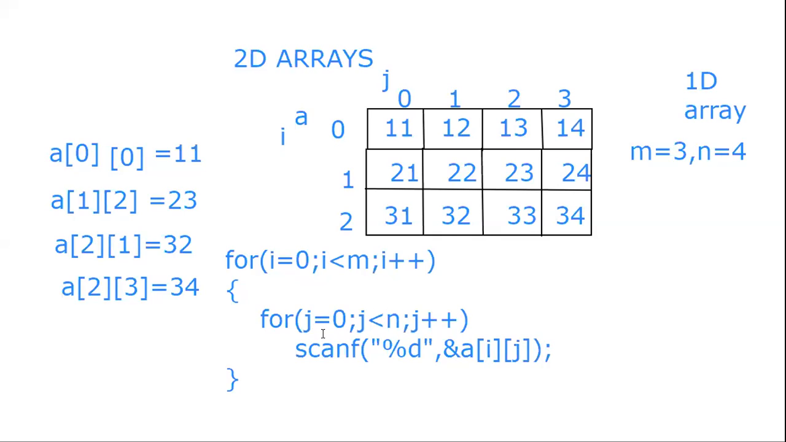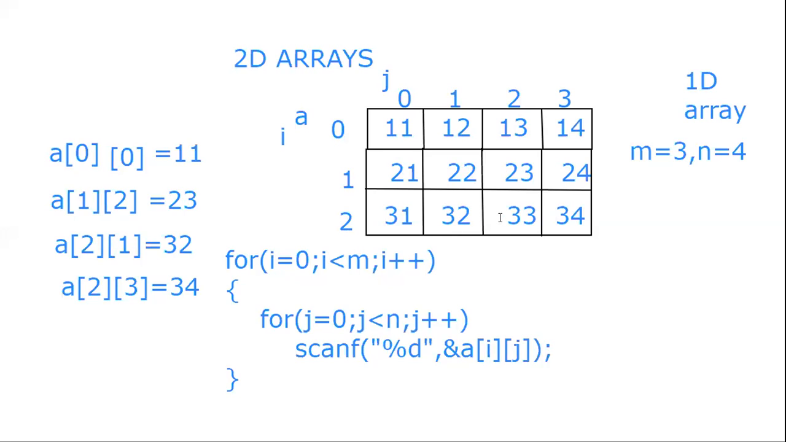So inner loop completes. Now I is incremented again. I was 1, it becomes 2, right? So this j starts from 0. Now we have a of 2, 0. So if we enter 31, these are just examples, we may enter any number, right? Next number, if we enter 31, it gets stored to a of 2, 0. Next j becomes 1. So next number gets stored to 2, 1.